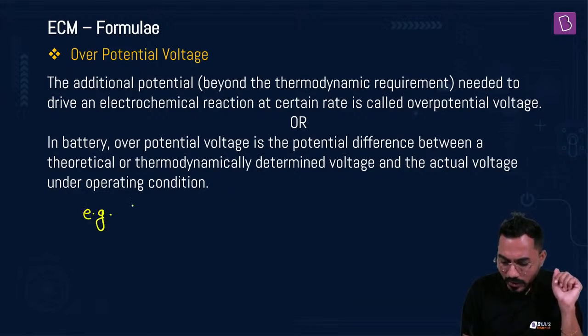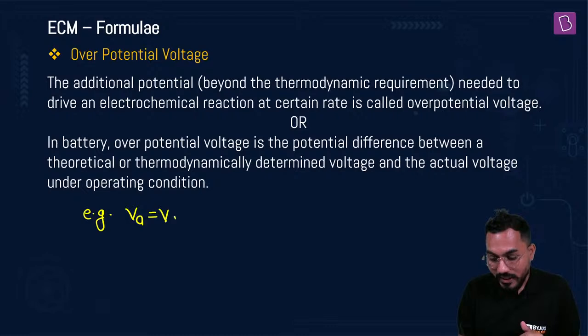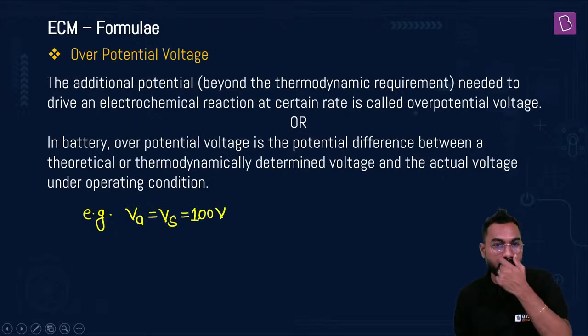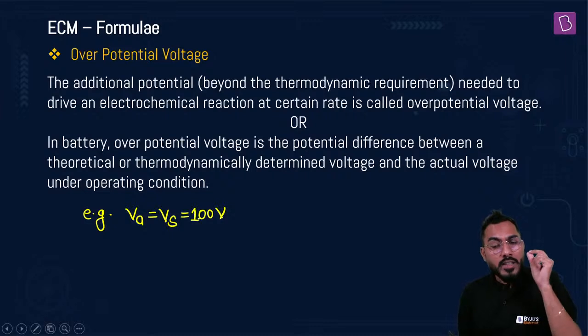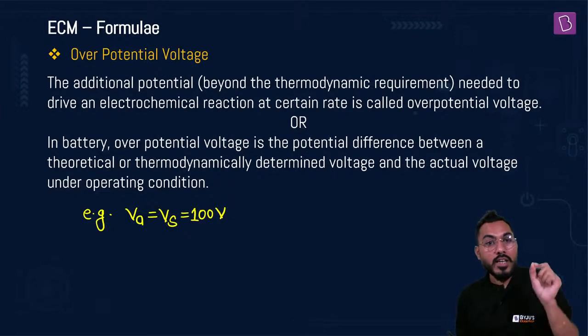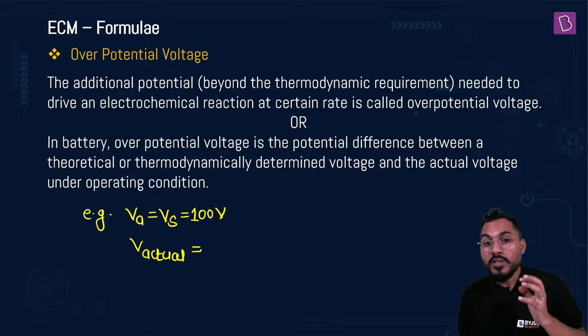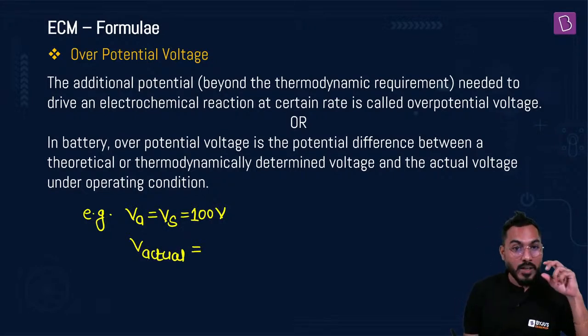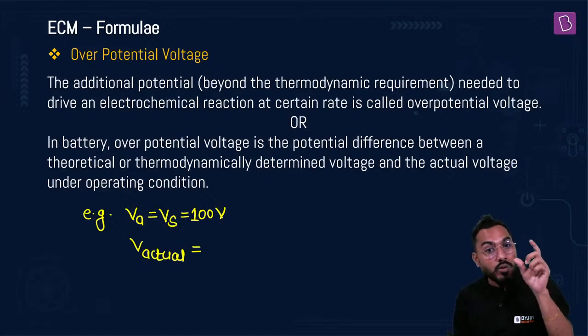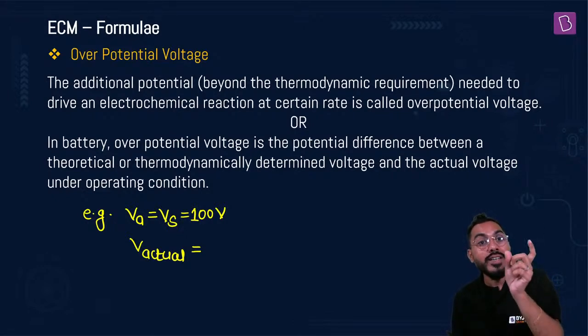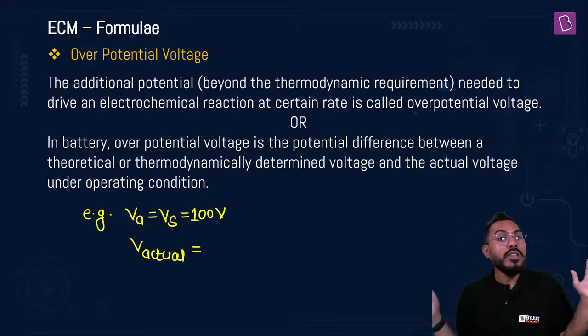Suppose it is given that the applied or supplied voltage is exactly equal to 100 volt. Applied is 100 volt. But the thermodynamic requirement of this is called the actual voltage. Thermodynamic requirement is how much is actually used in the system. So I am applying 100 volt, but out of that 100 volt, some voltage can be over potential, which is never used in the system.